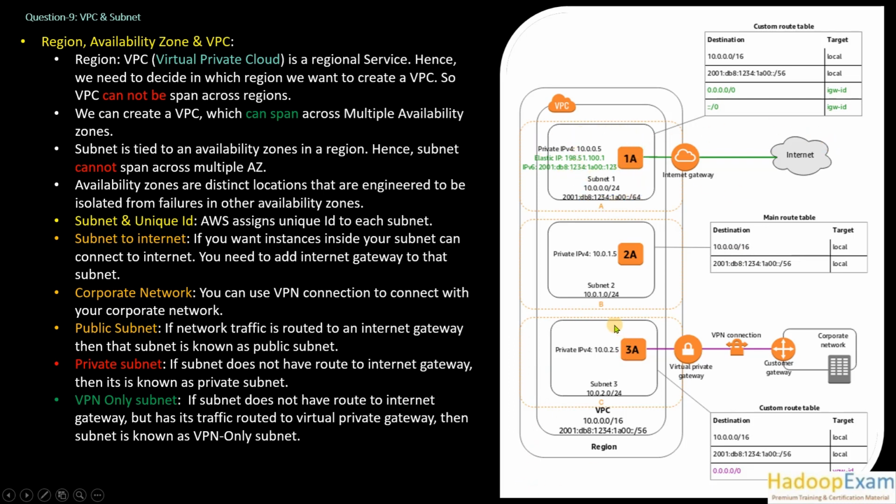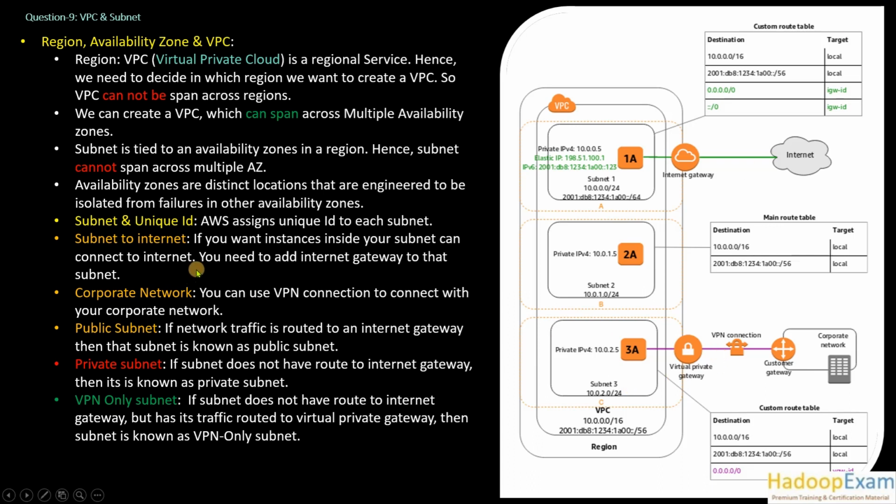Okay. And the third one is the virtual private gateway. They are connected, which means they can connect with your corporate data center, and instances between this subnet and the corporate data center can communicate with each other. So that is called a VPN only subnet. Correct. So, three different types of subnet.